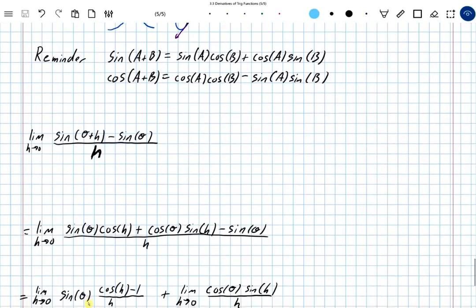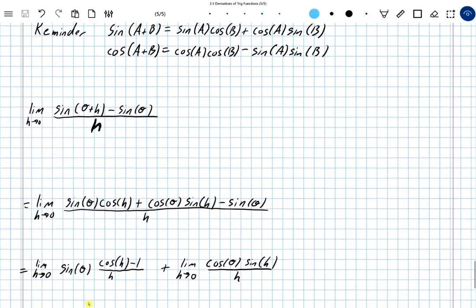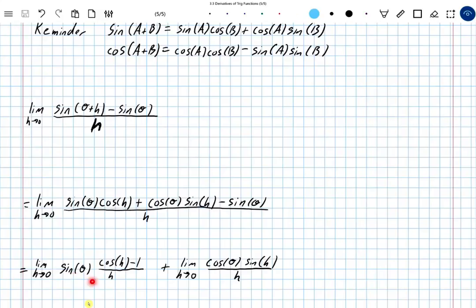hoping I can pull those out. So here I go. The sine theta is multiplying a cosine of h, and it's also multiplying a negative 1. And so I can rewrite those terms as sine of theta times cosine h minus 1 over h. What's left is just this cosine theta times sine of h over h, and I'm going to write that in a totally different limit because my limit law says I can. If I were to add these two fractions together, I should get this whole big original fraction. Okay, but I really just wanted to focus on this sine theta separately from this cosine theta.